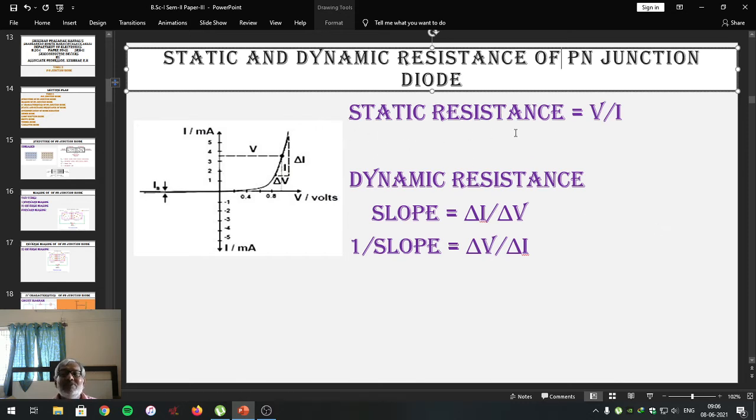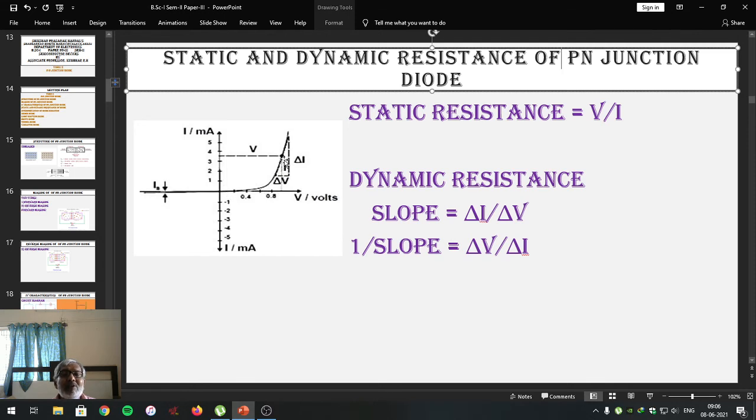Static resistance. Any static resistance means it is a ratio of voltage upon current. That is the basic definition of resistance. By Ohm's law, we can say it is a ratio of voltage upon current. It gives a resistance. Static means steady resistance. To understand that, let me consider the forward characteristics of the p-n junction diode which I already plotted.